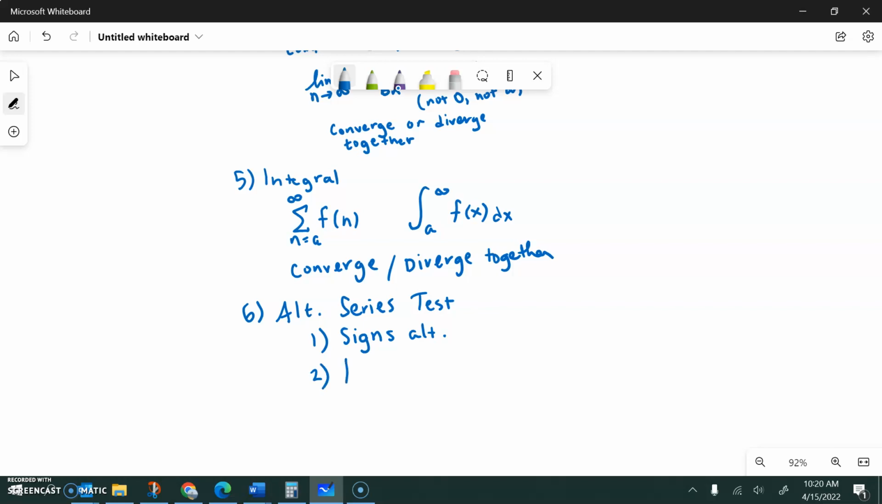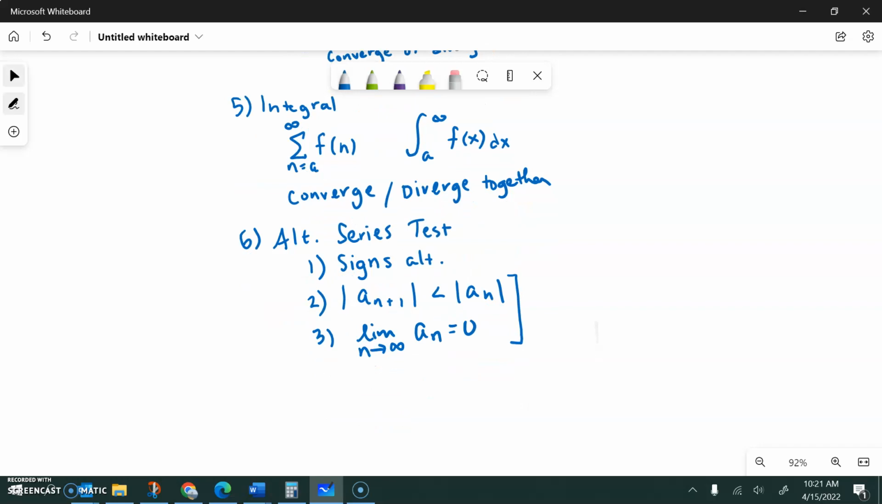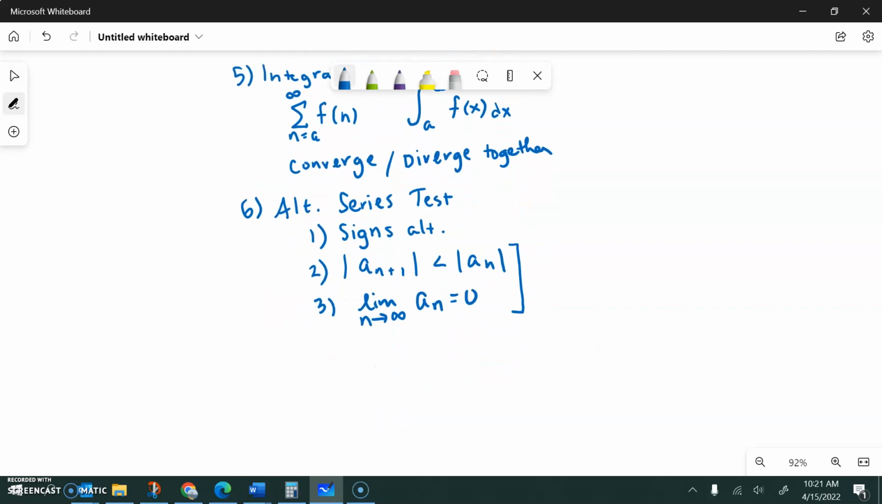If your signs alternate, then you can just look at how big your terms are getting. If the terms are always getting smaller, so each future term is smaller than the one before it, and if your terms are approaching 0, then that's enough to show convergence for an alternating series. It's not enough to show convergence if the signs don't alternate. Also, if one of these is false, then your series diverges. But again, most series are not alternating.